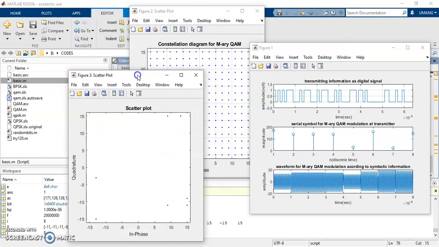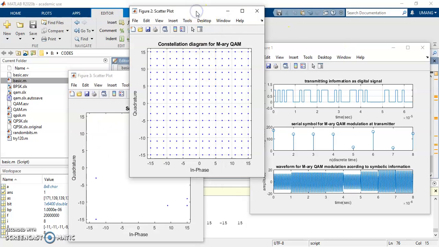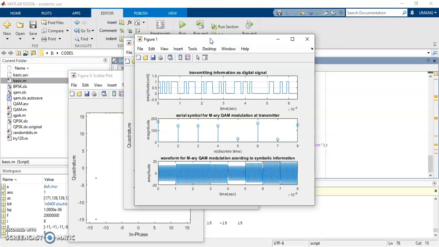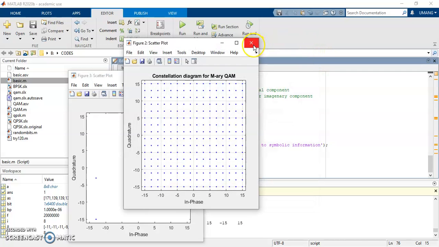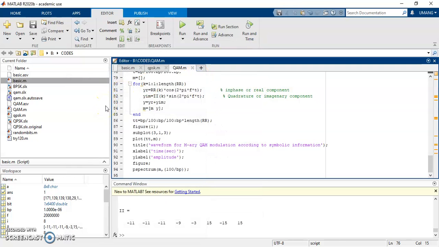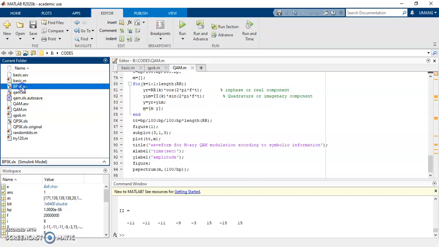This is a scatter plot, and this is the 256 QAM constellation diagram. And yes, this is the input signal, and that is the QAM modulation, and the final waveform of the QAM modulation. So that's it from the Matlab code. Now let's move to the Simulink. So let's start with the BPSK Simulink part.